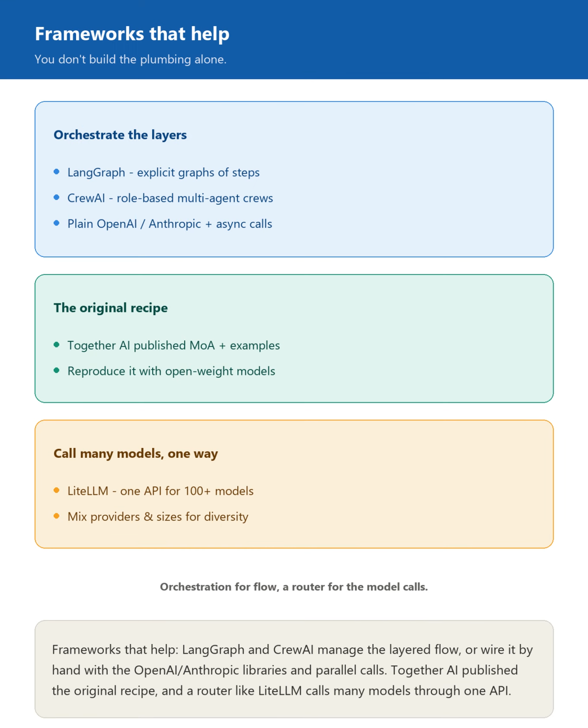Now, which tools and frameworks help you build this? You can wire it up by hand with the OpenAI or Anthropic libraries and a few parallel calls. Orchestration frameworks like LangGraph and CrewAI make the layered flow easier to manage. Together AI published the original MOA recipe and offers ready examples. And any router or gateway, like LiteLLM, helps you call many different models through one consistent interface.